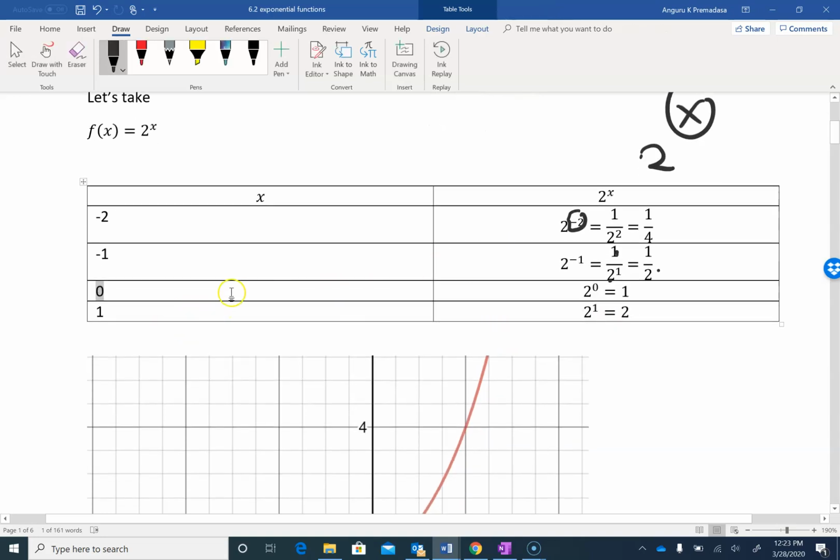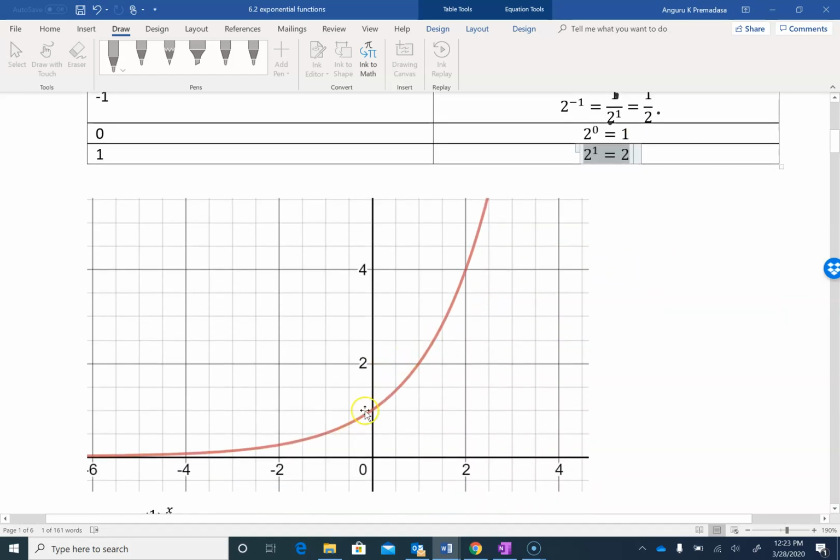Then for x equals 1, you plug in x equals 1 here, and you get 2 to the 1 equals 2. So you plug in these values: 1/4, 1/2, 1, 2. You can see at negative 2, it's 1/4, very small, at negative 1 it's 1/2, and then at 0, of course, it goes through 1, and then at 2, it goes to 4. So you can see it starts small, but it grows exponentially. This is why it is called an exponential function.